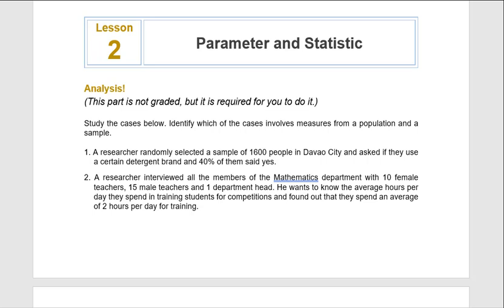Okay? So if you're going to look at the cases, in the first case, the researcher is actually using a sample because only 40% of the 1,600 people in Davao City were asked. Okay? And also because of the words that randomly selected a sample. So it is obvious. Okay, case number 2, it is obviously population because all of the members of the teachers within the mathematics department were asked.